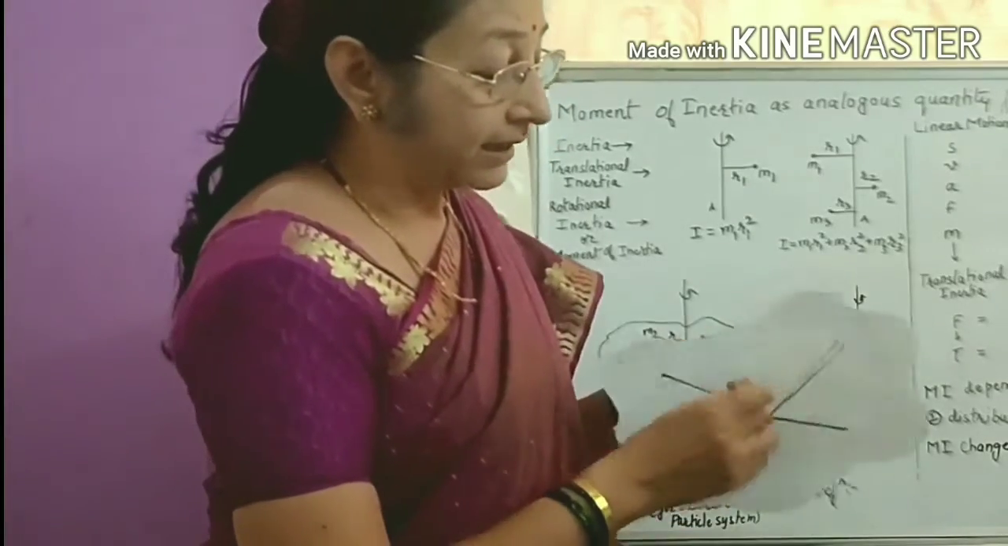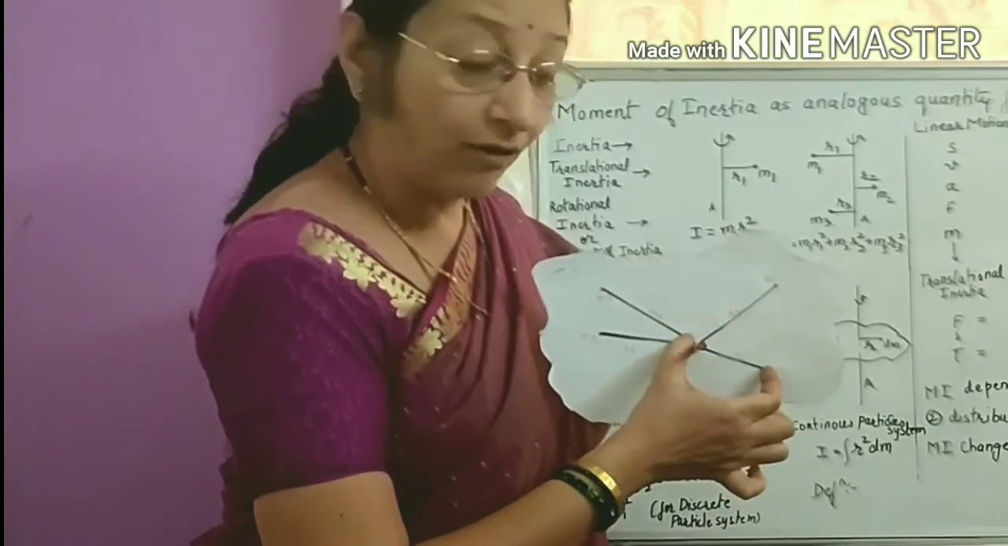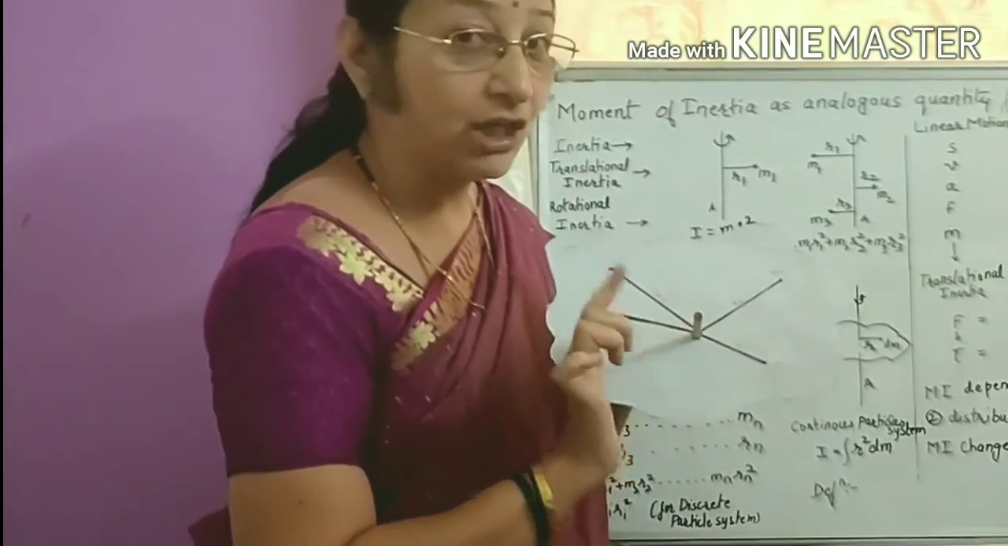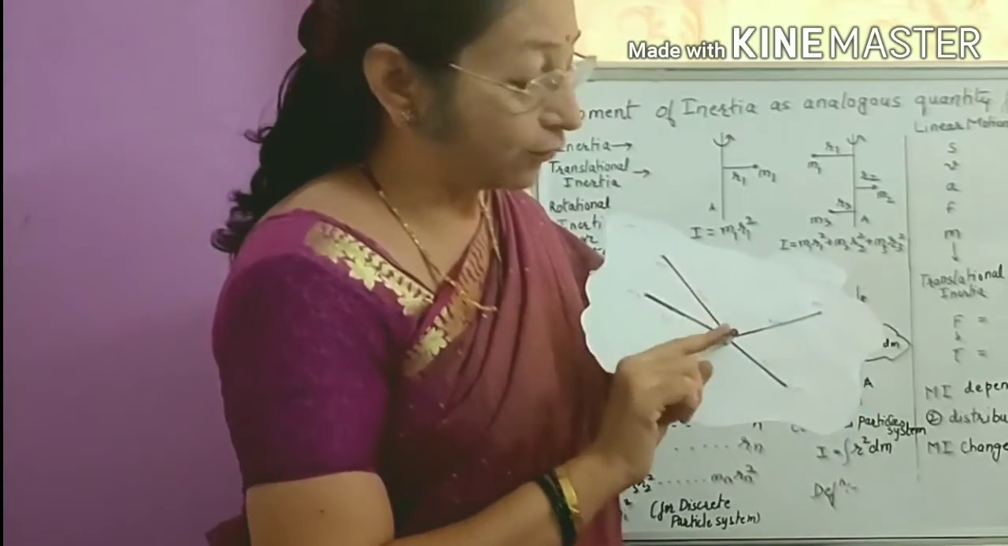From each particle, so this is m1. This m1 is at a distance of r1 from the axis of rotation A. This m2 is at a distance of r2 from the axis of rotation A.